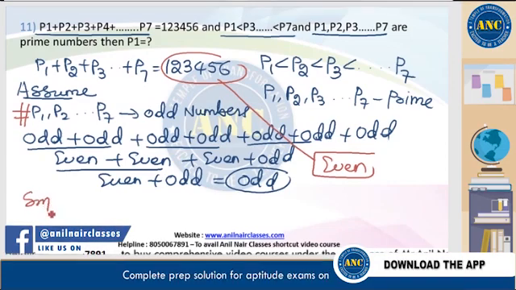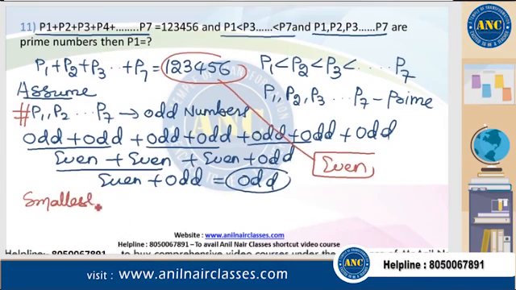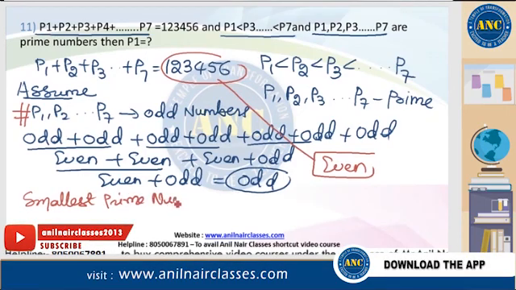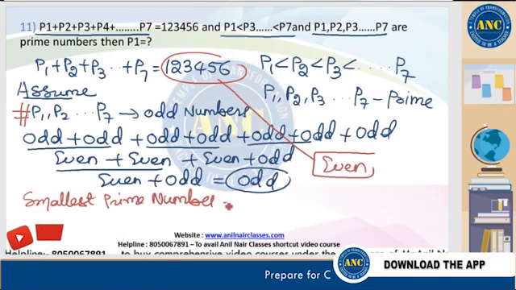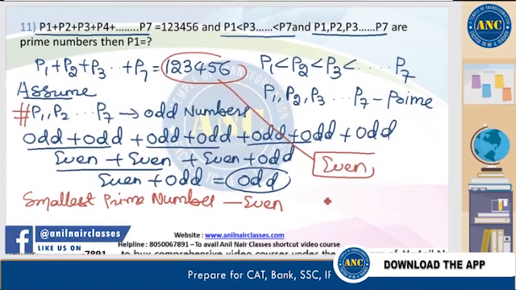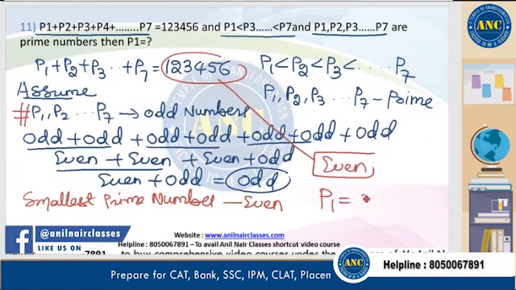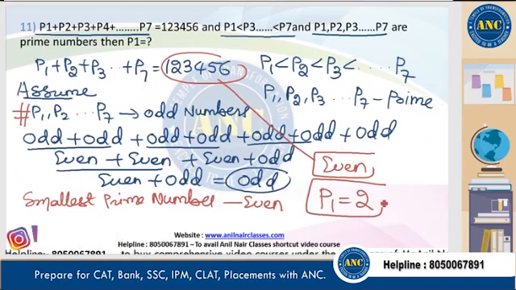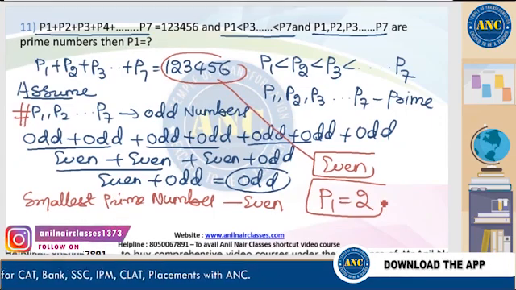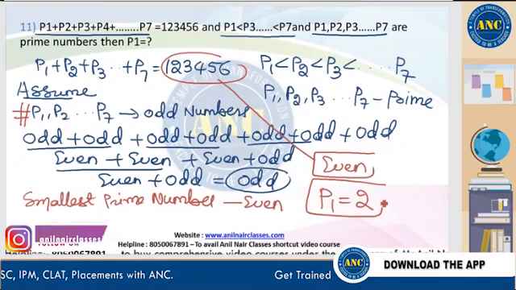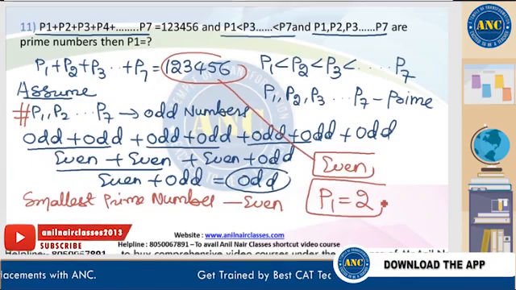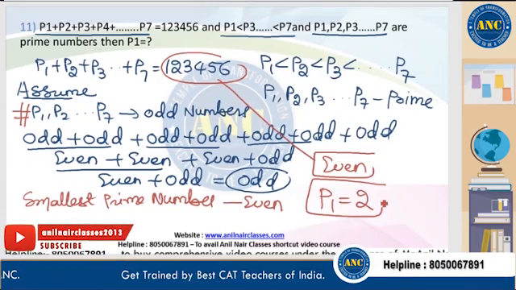What is the smallest prime number which is even? The answer is 2. Again, the question will be P1 equivalent to 2. I hope it is clear. P1 plus P2 plus P3 and so on up to P7 is 1, 2, 3, 4, 5, 6.